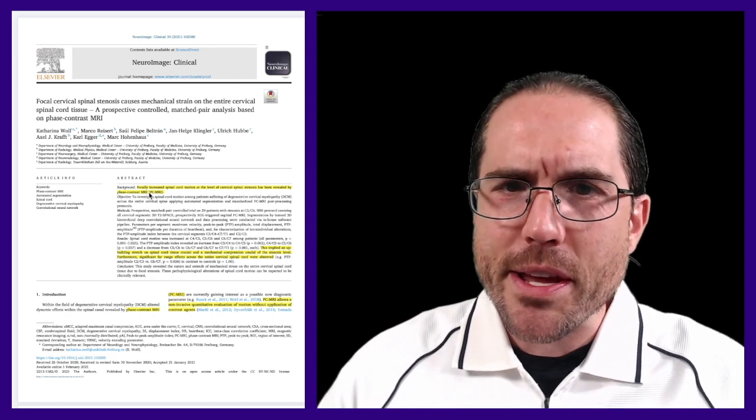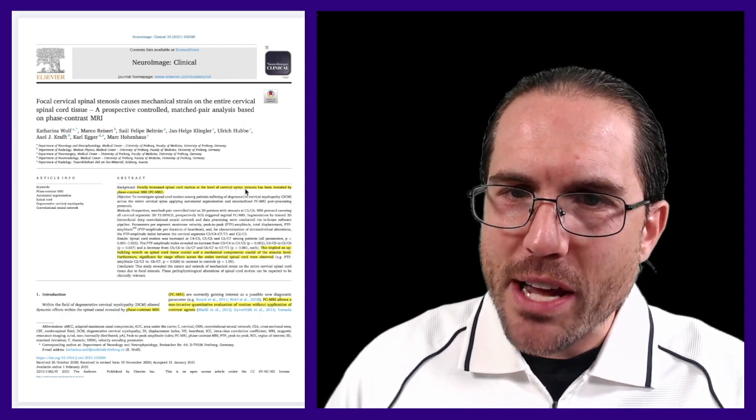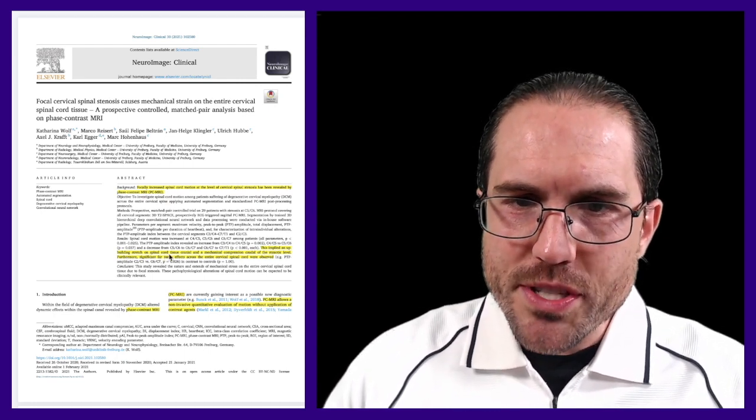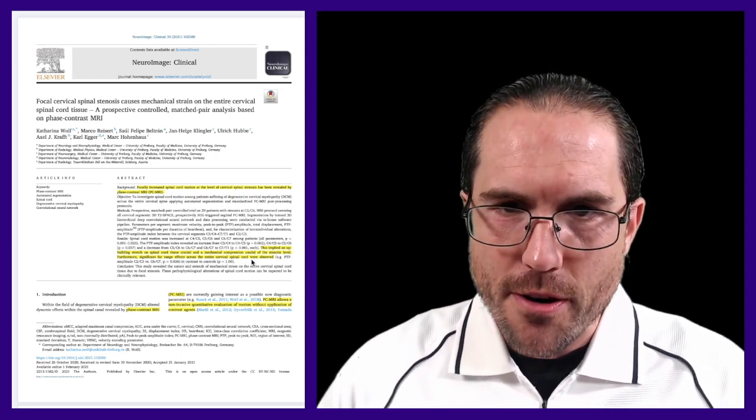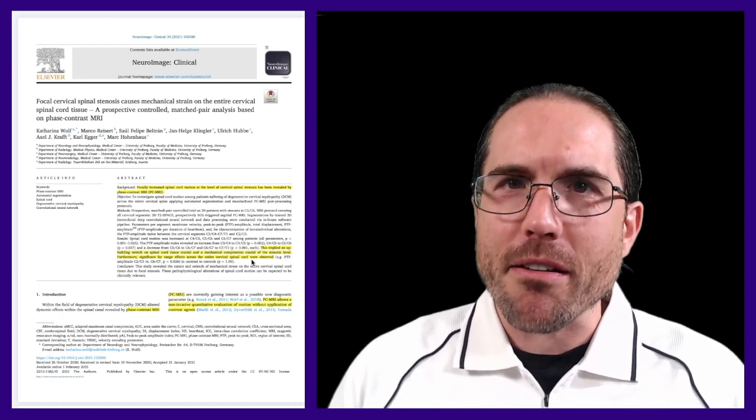So the good news is there's not very much for me to read from the summary. Nevertheless, here we go. Focally increased spinal cord motion at the level of cervical spinal stenosis has been revealed by phase contrast MRI, which is going to be known in this article as a PC MRI. This implied an upbuilding stretch on spinal cord tissue cranial, and mechanical compression caudal of the stenotic level. Furthermore, significant far-range effects across the entire cervical spinal cord were observed. Okay, cute. Arguably, you got more information out of the title.